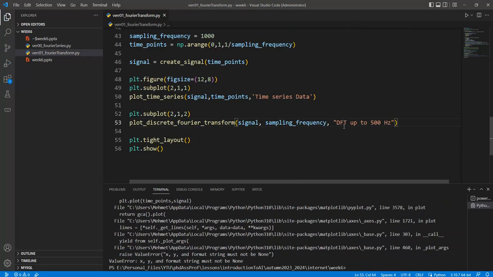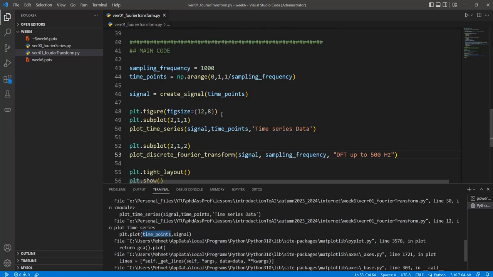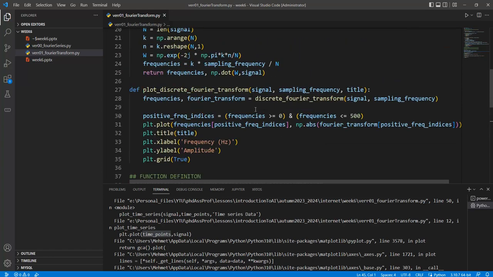I'm sorry, I've made some mistakes in here. Time points, the time points 0, 1 and 1 sampling frequencies, and this is 100. Okay, that's the problem of this code. This is also true. This is also true.